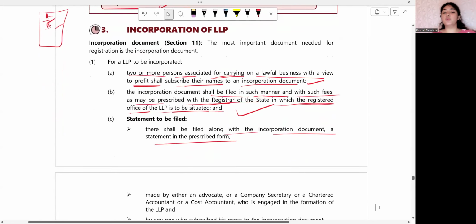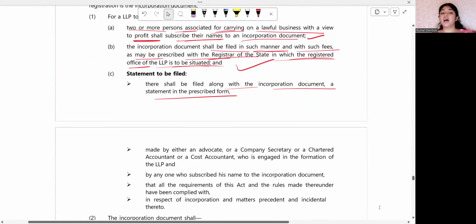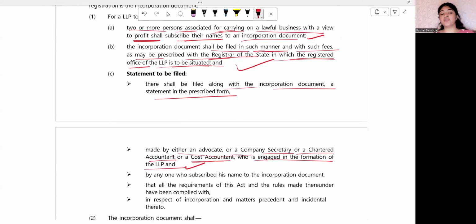Now here they will ask you what is your status, what kind of person you are. If you are a chartered accountant, etc., and they are forming an LLP, you have to specify the name of the person who is becoming the LLP partner, then the place of business and residence of the partners. All these things will be made by either an advocate or a company secretary or a chartered accountant or a cost accountant who is engaged in the formation of the LLP. This statement has to be filed, made by these people. An advocate can make it, a company secretary, a chartered accountant, a cost accountant can make it, or anyone who subscribed his name to the incorporation document.